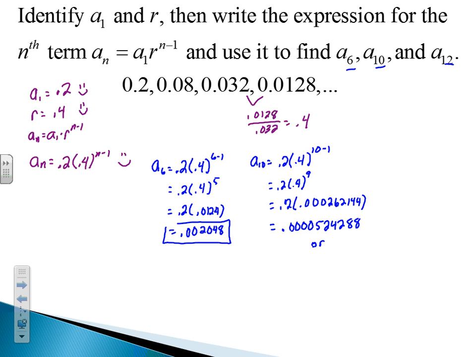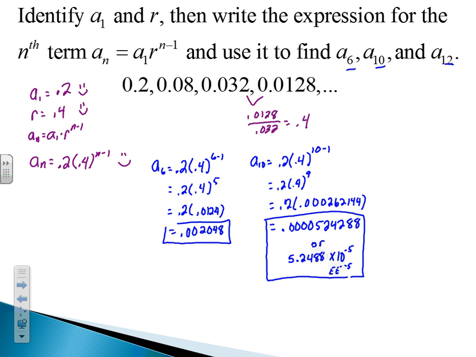Or what your calculator is giving you is probably something more like this. It's probably saying something along the lines of 5.24288, and it might be rounding it at some point. It might say like 5.2 or something. And then it'll say times 10 to the negative 5th power, or it might say like e to the negative 5th power, something like that, depending on the software of your calculator. It's just giving you the scientific notation because the numbers are getting so small. We have a whole bunch of zeros there.